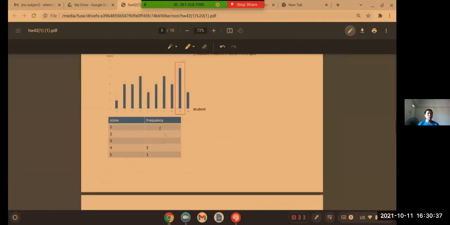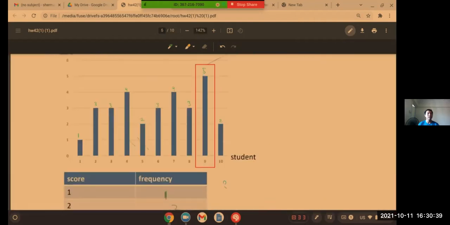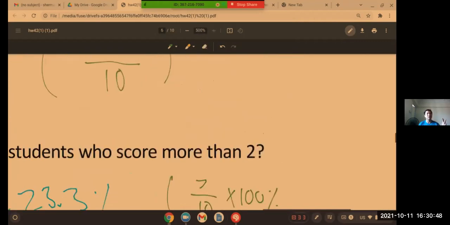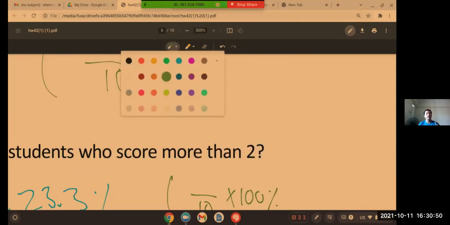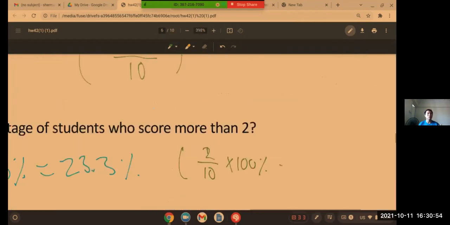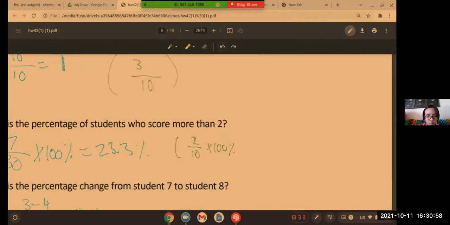Is it 7 scores more than 2? You want to double check? You want to double count? Because I don't trust your previous answer. So when you make a mistake, you don't follow the mistake previously. Do it again. Okay? Count it again. Is it 7 students score more than 2? Can you count it again?